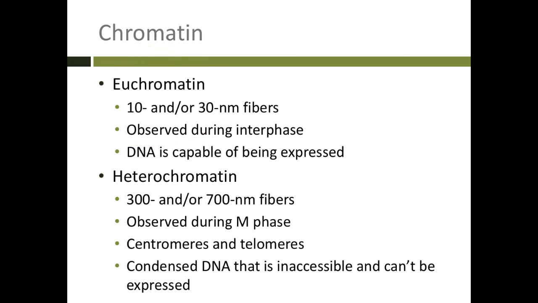Some parts of the chromosomes, like the centromere and the telomeres, are always condensed or in the heterochromatin form. When DNA is in the heterochromatin form, it is not available, and in this form the genes can't be expressed.